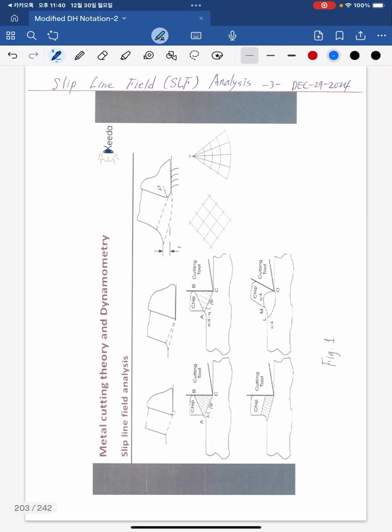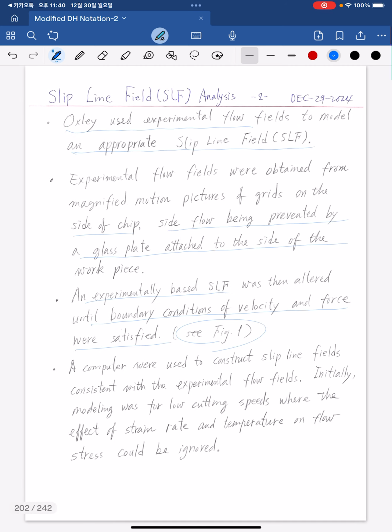그림 1을 보세요. 그리고 이게 이제 SLF 그림을 보여주고 있는데. A computer was used to construct the slip line fields consistent with experimental flow fields. Initially, modeling was for low cutting speeds, where the effect of strain rate and temperature on flow stress could be ignored.